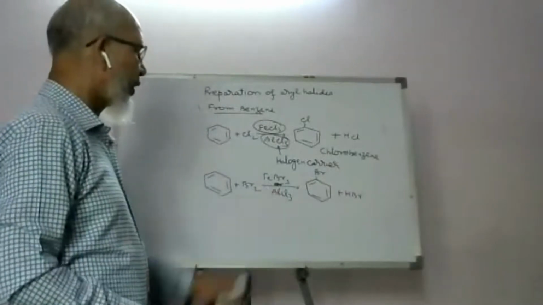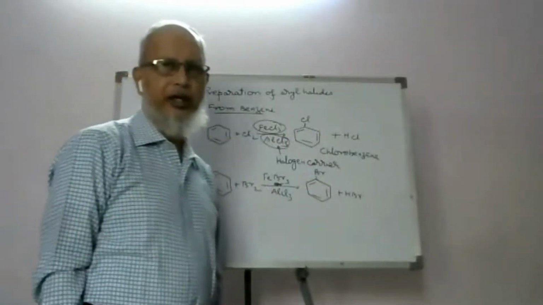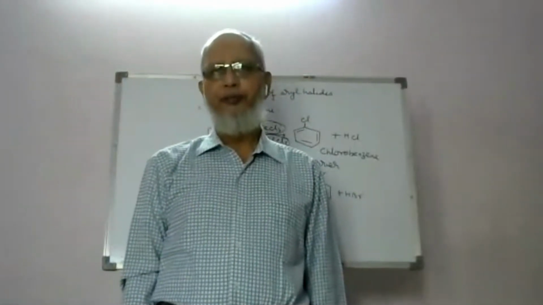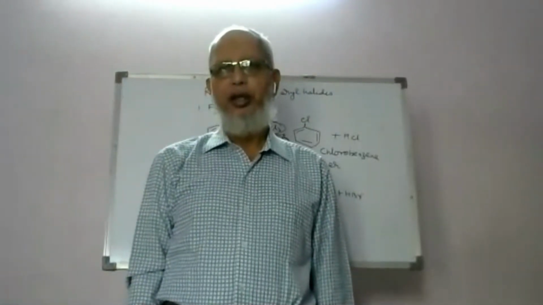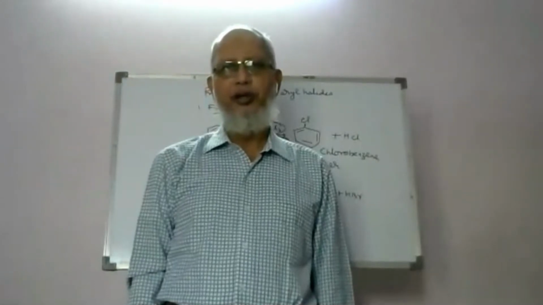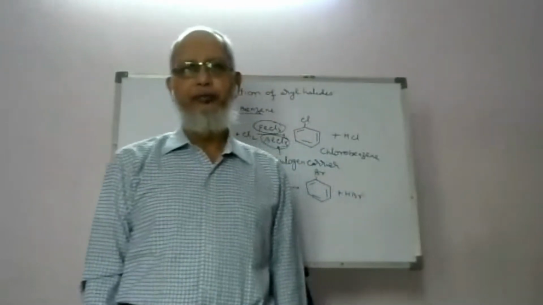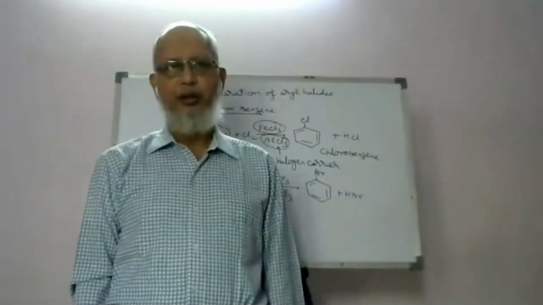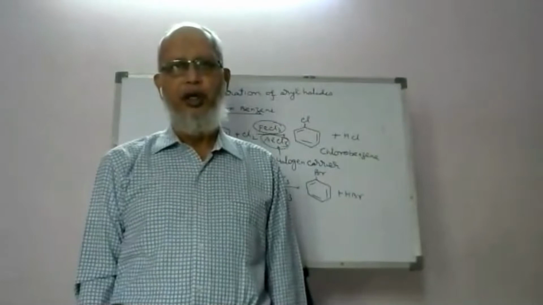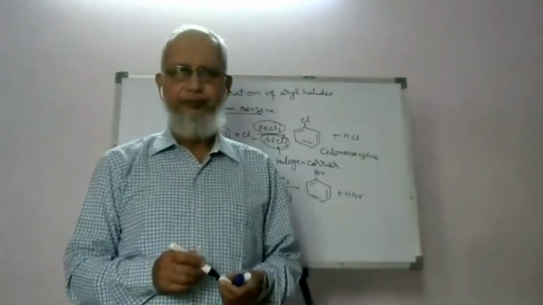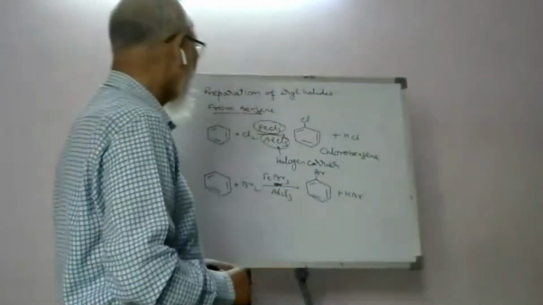Now, why are these called as halogen carriers, FeCl3 or AlCl3? This is on account of the fact that they are able to carry the benzene and they are able to carry halogen atom towards the benzene in the form of electrophile, which I will show you with the help of mechanism of this reaction right now.